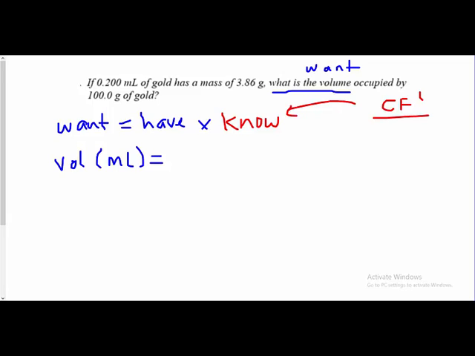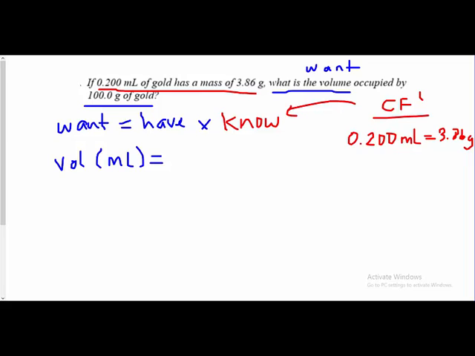Okay, what do I have? What am I starting with? Again, I've got two pieces of information. One is that I've got 100 grams of gold. The other piece of information I have is that 0.2 mL of gold has a mass of 3.86 grams. Remember, just like in the last question, if you have a statement that connects two different units, there is your conversion factor. So here, I'm going to write that out over here to the side. I'm going to write it out again as a statement, an equation. So 0.2 mL is equal to 3.86 grams. Okay, and I've written it out like that so it's easy to plug into my conversion factor.